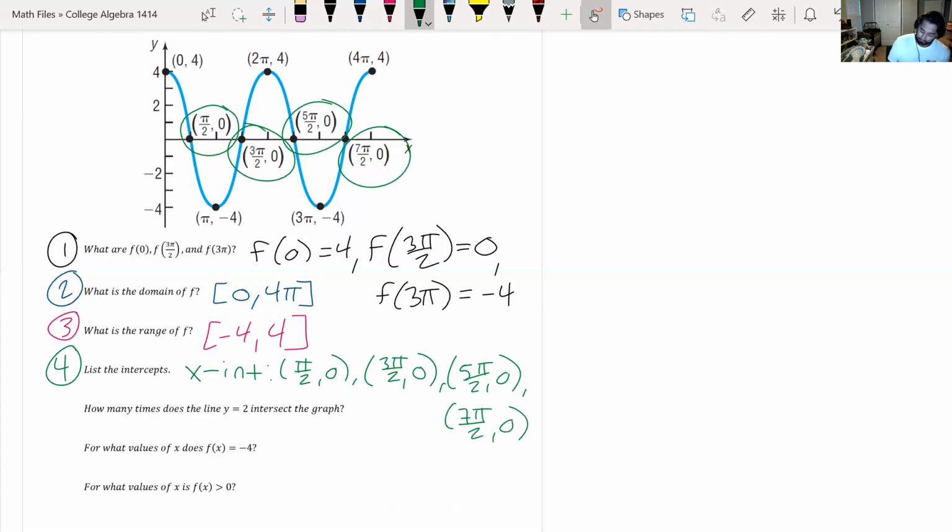All right. And then our y-intercept is where we, of course, intersect the y-axis. So my y-intercept is just at 0, 4.